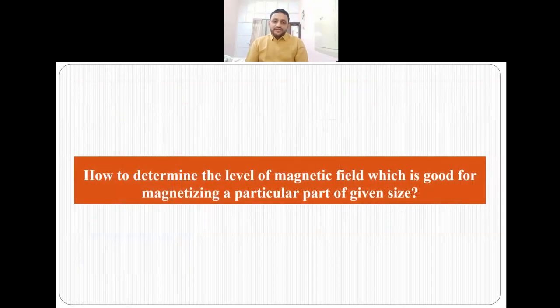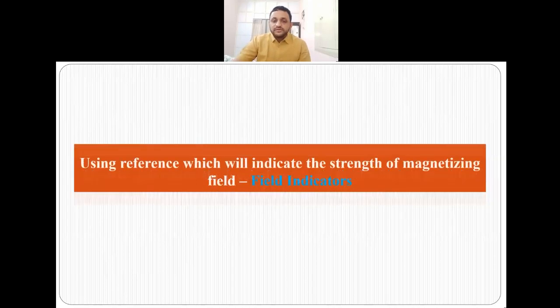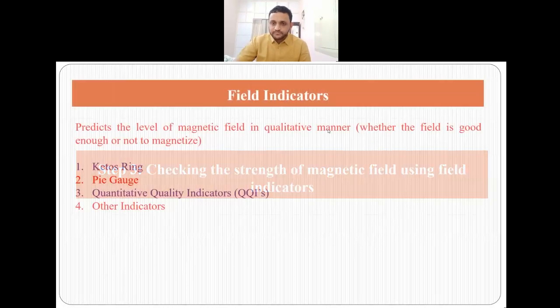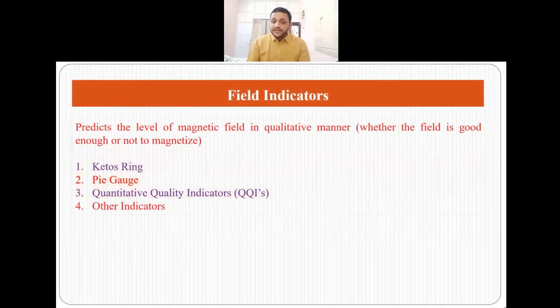But how do we determine whether the magnetic field which we have created is good or not to magnetize a particular part? So for that, we use a reference which will indicate the strength of magnetizing field, and these references are called field indicators. Step 3 is checking the strength of magnetic field using field indicators. Field indicators predict the level of magnetic field in a qualitative manner. By qualitative manner, I mean whether the field is good enough or not good enough to magnetize.